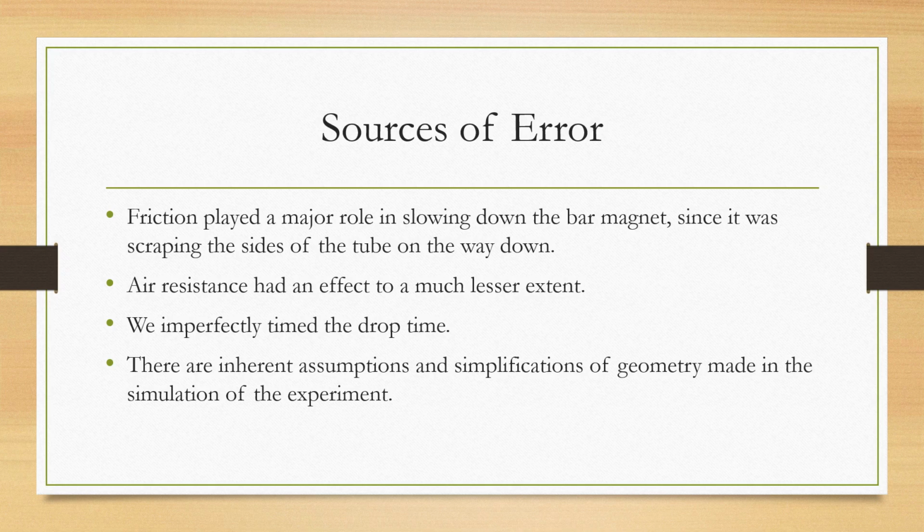Some sources of error: I would say the largest one is that friction played a big part in the real life experiment, because the magnet was noticeably scraping on the sides of the tube as it was falling down. A couple times we even had to switch to a different tube before we landed on that one, since sometimes it just got stuck. And air resistance obviously had an effect.